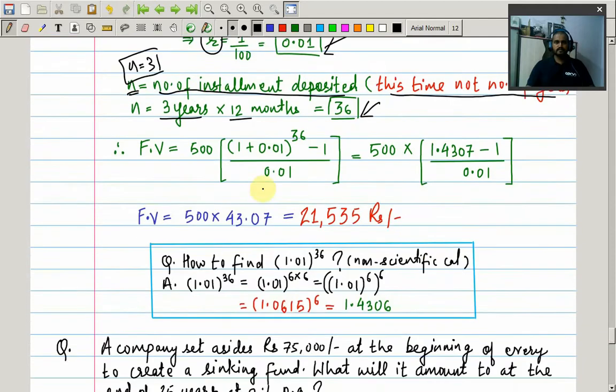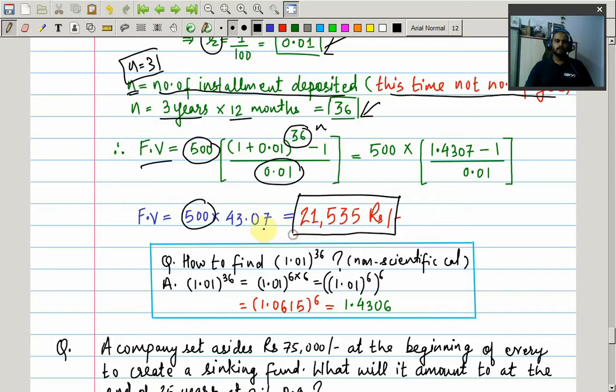So everything is done. Future value, I have written P as 500, 1 plus 0.01 raised to 36, which is my N, and R is 0.01. So if you deposit 500 every month for 3 years, you will receive 21,535.